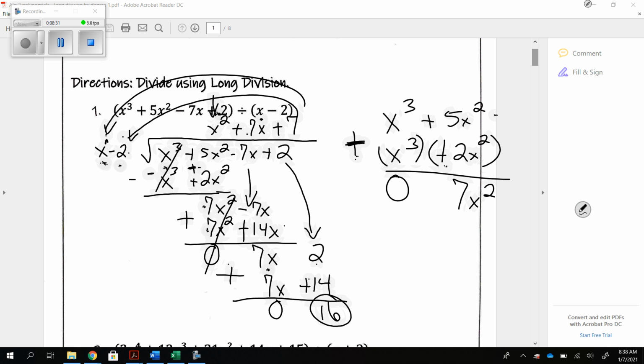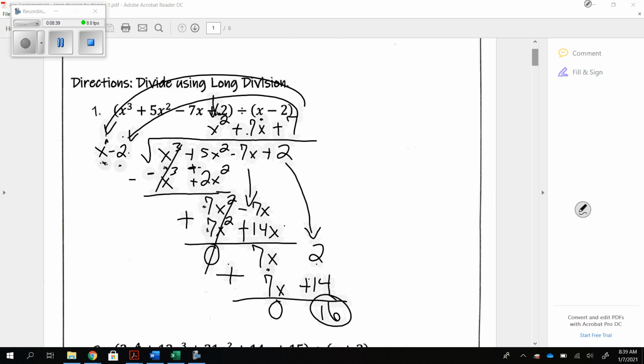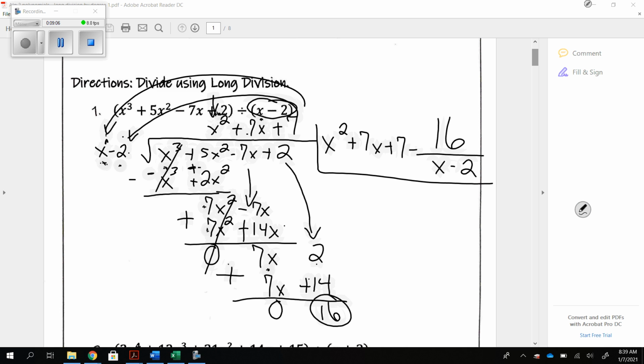We did this same exact problem with synthetic division. Okay, so we know our remainder at the end is going to be whatever the remainder is. So in this case, it's 16 over this polynomial right here, x minus 2. All right? So our final answer is x squared plus 7x plus 7 minus 16 over x minus 2.